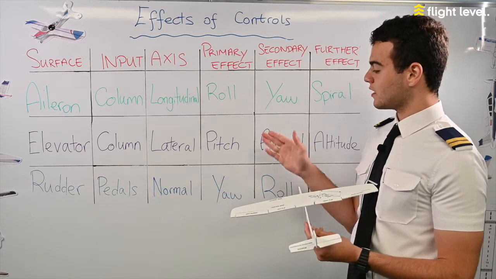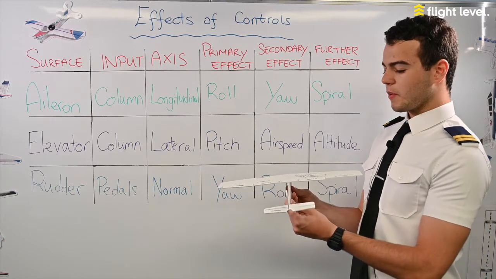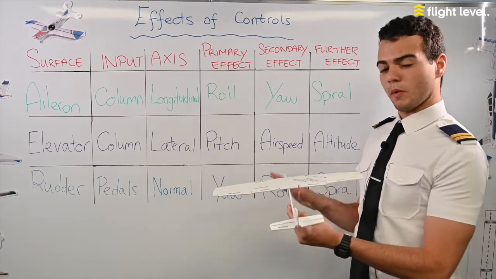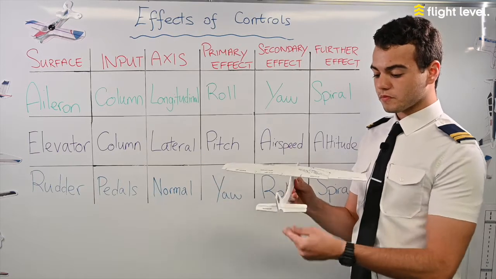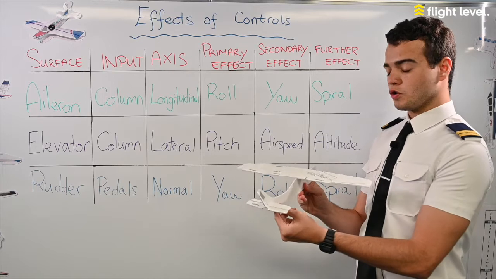The primary effect is yaw. And let's talk about the secondary effect. So let's say we want to yaw to the right. We would step on the right-hand pedal. The rudder would move to the right. The aircraft would yaw to the right.